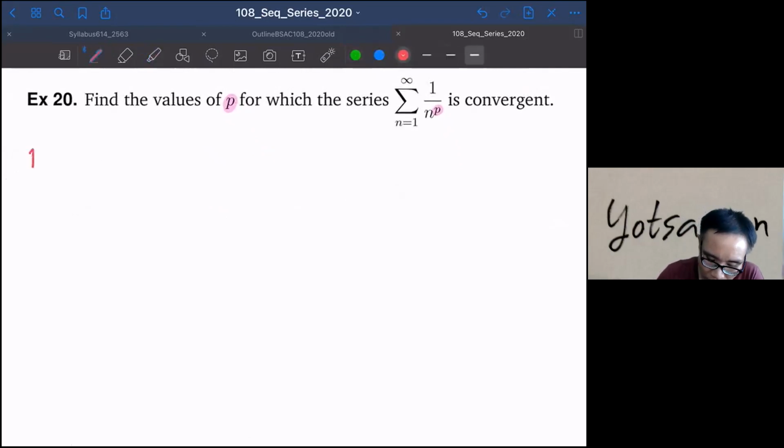So for p equal to 1, the series becomes the series sum from n equal to 1 to infinity of 1 over n. This one is the harmonic series.